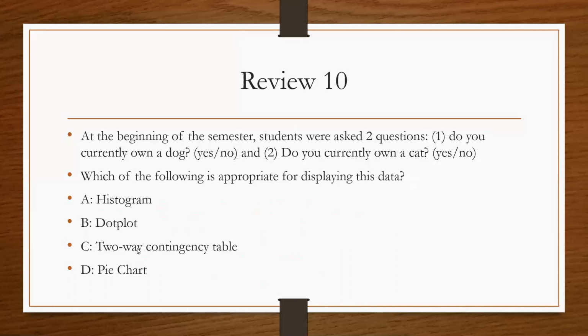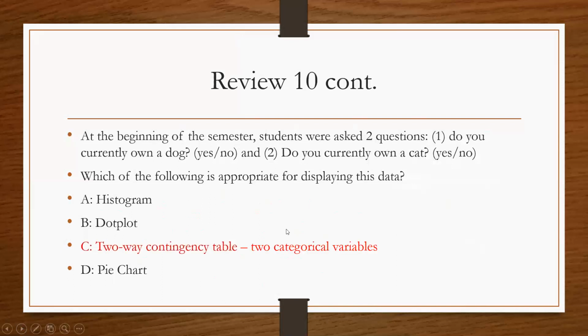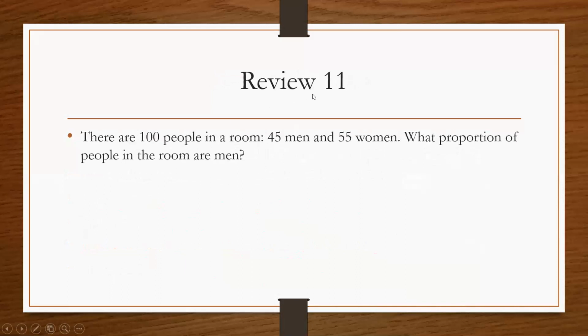All right, so basically to display this data, since you're being asked about 2 categorical variables, either do you own a dog, yes or no, or do you own a cat, it's going to have to be the two-way table. Histogram and dot plot are both quantitative, and a pie chart would only be valid for 1 categorical variable. All right, so number 11, this should be a very quick one, so I'll just give you guys a little bit.